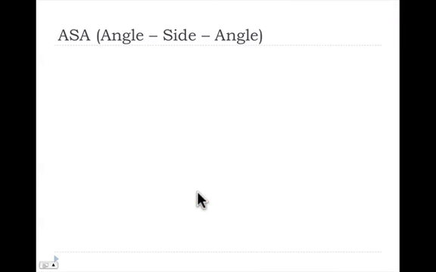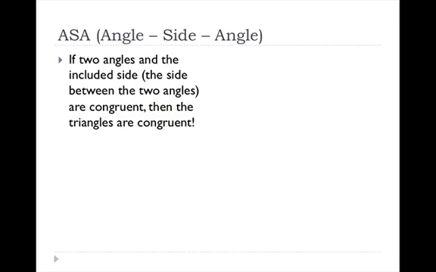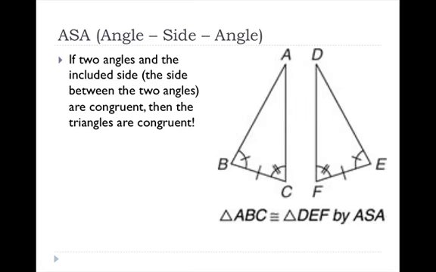All right, the next theorem says angle side angle, ASA. Angle side angle says that if two angles and the included side, that is the side that's between the two angles, are congruent, then the triangles are automatically congruent. So this time, instead of having an included angle, we're having an included side.